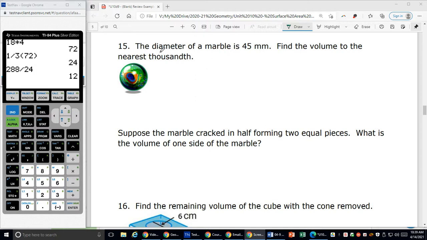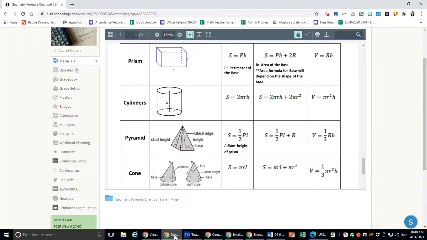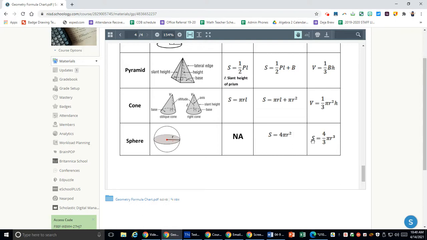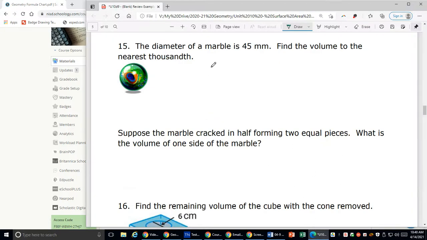So number 15, the diameter of a marble is 45 millimeters. Find the volume to the nearest thousandth. All right, so volume of a sphere, right, because a marble would be a sphere. Let me go look at my formula chart. Volume of a sphere is 4/3 pi r cubed. Volume equals 4/3 pi r cubed.